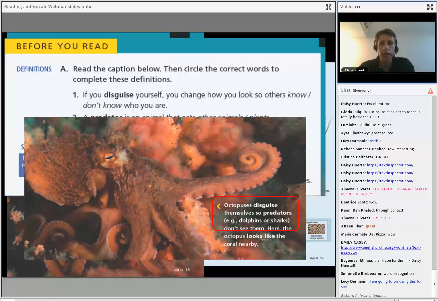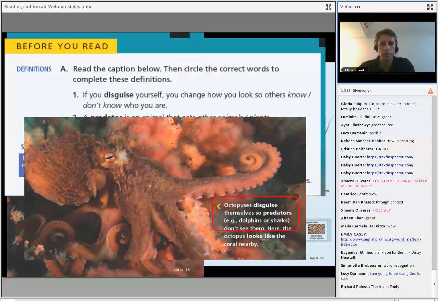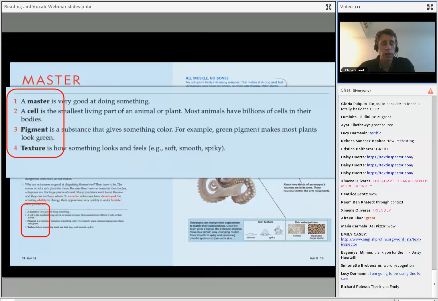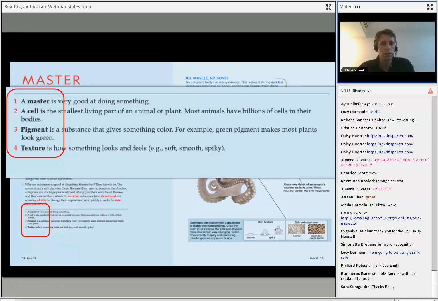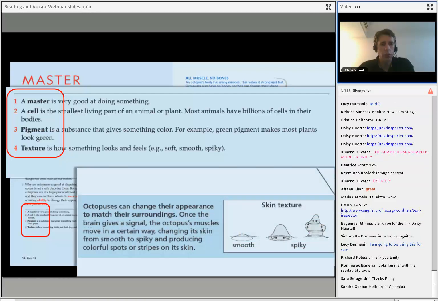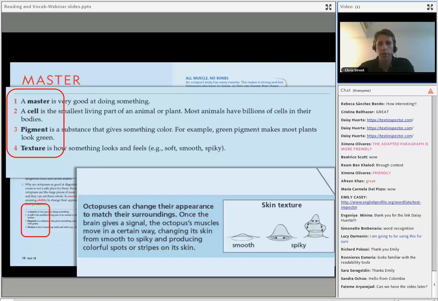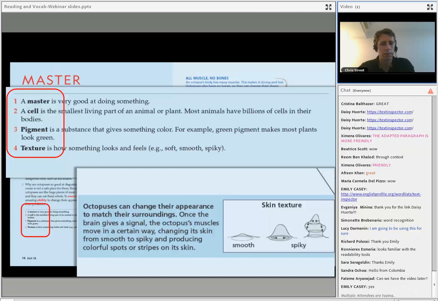We can give clues in captions. You can also provide footnotes with very simple definitions. And visual clues as well are always useful. And as I said, this is all aimed at making as much of that text comprehensible to the student as possible.